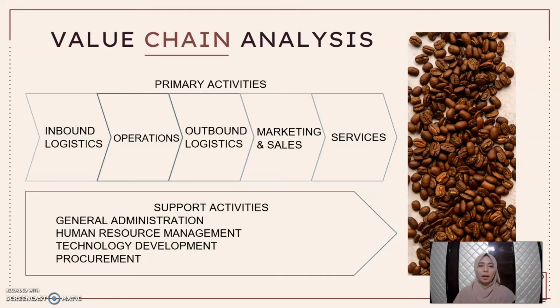Primary activities: inbound logistics, operations, outbound logistics, marketing and sales, and services are examples of primary activities in the value chain that are related to the physical production of a product or service, its selling and distribution to the customer, and its services after selling.